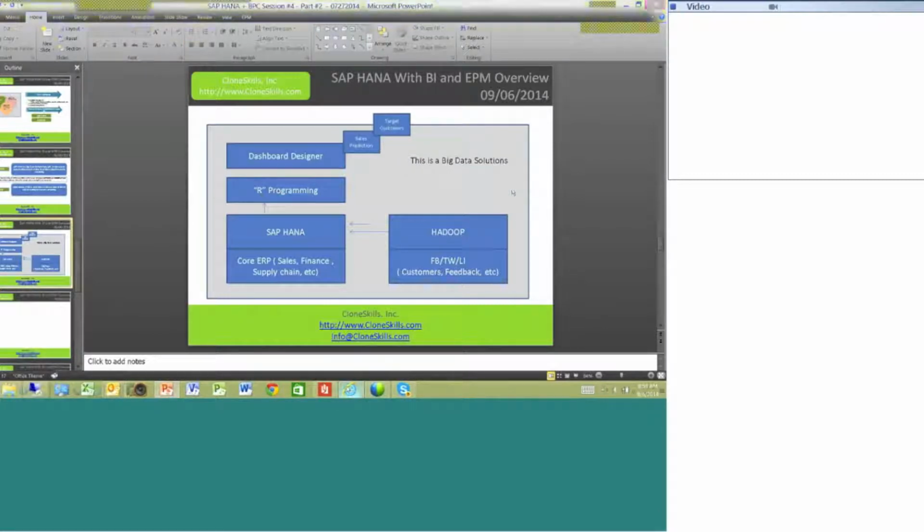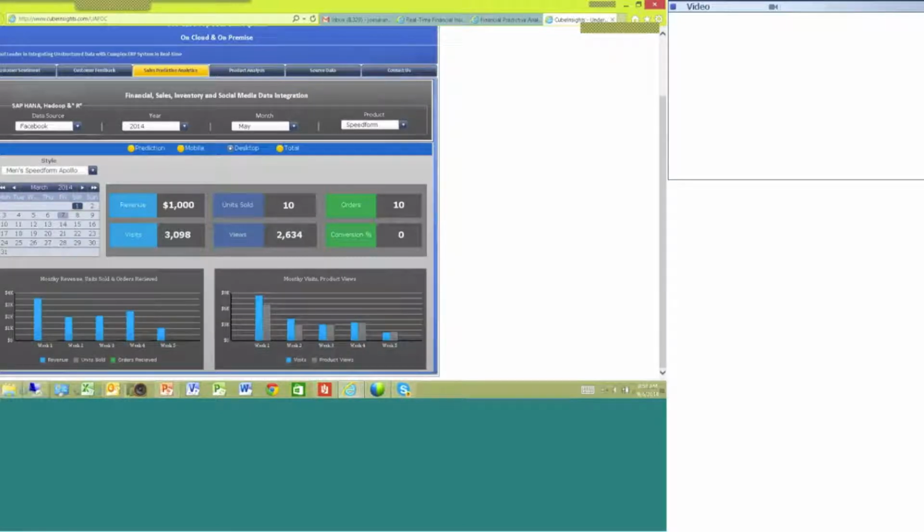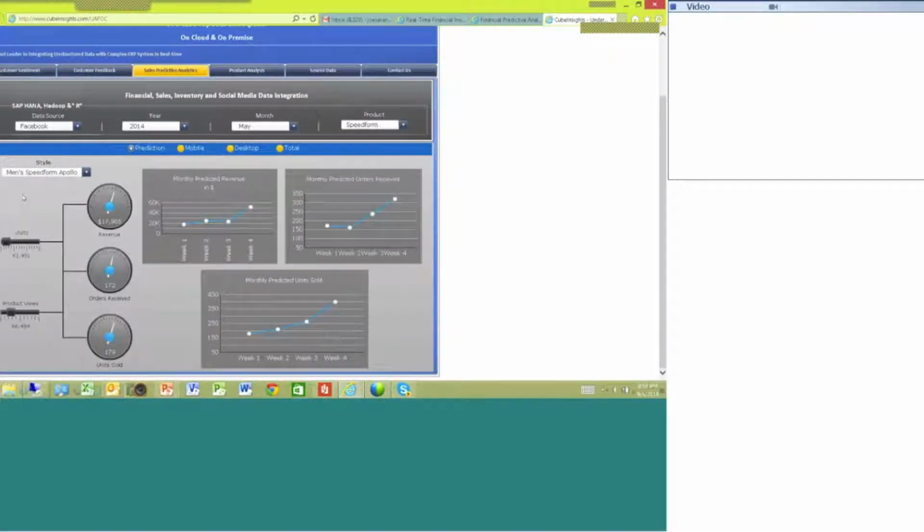Okay, so what you're looking at here is basically a big data solution. I'm trying to predict the sales, correct? So how do we predict the sales? Prediction of sales based on the people who are visiting a store, based on the product that is being viewed. Based on that, I can tell the monthly prediction: how much revenue I'm going to get, how many orders I'm going to place, and what the monthly per unit sold is. So these are all things that I can calculate.